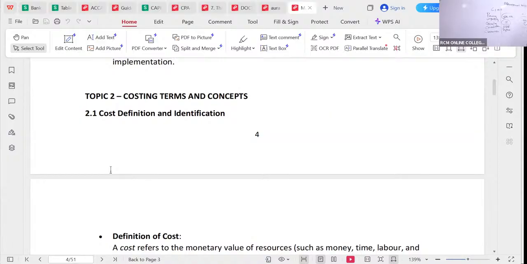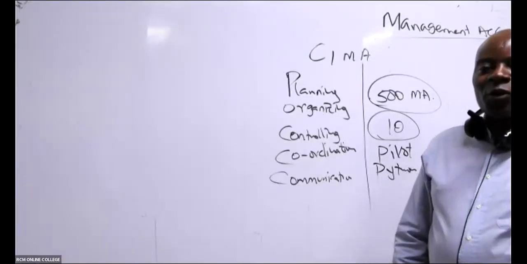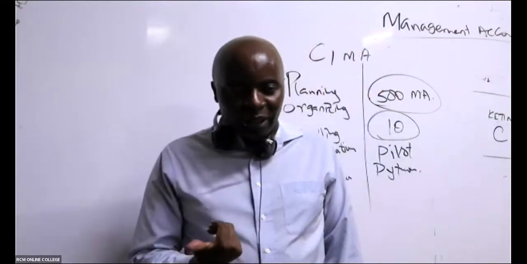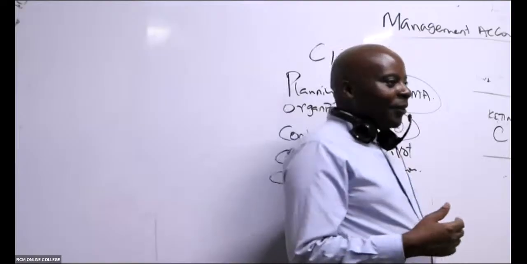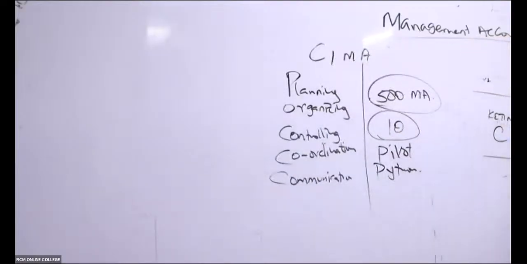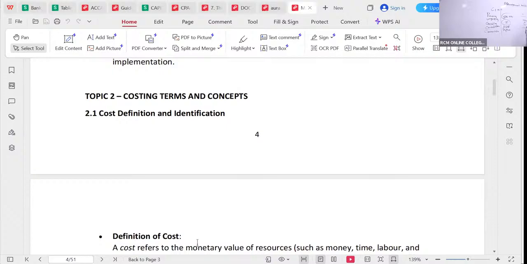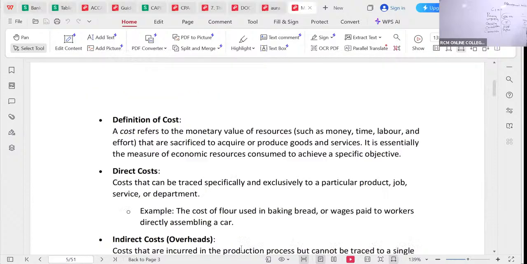So topic number 2, costing terms and concepts. Ladies and gentlemen, what is a cost? When you say that it's going to cost you, for example, 100 shillings to reach home today, you're buying a service. This will be the resources you are sacrificing to acquire a product or a service. This could be in terms of money. A cost refers to the monetary value of resources such as money, time, labor, etc., that are sacrificed to acquire or produce goods and services. It is essentially the measure of economic resources consumed to achieve a specific objective.